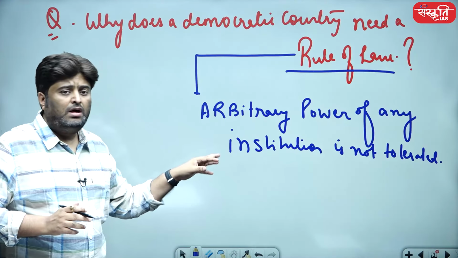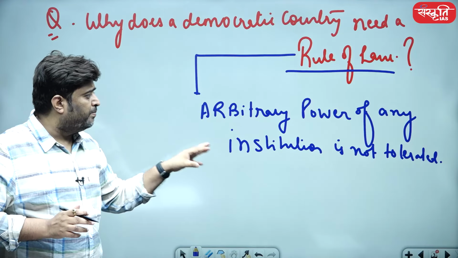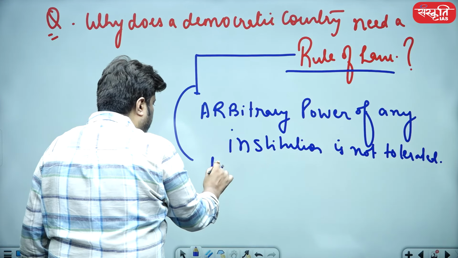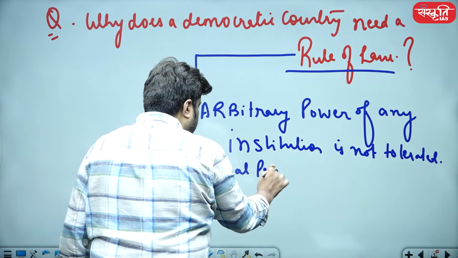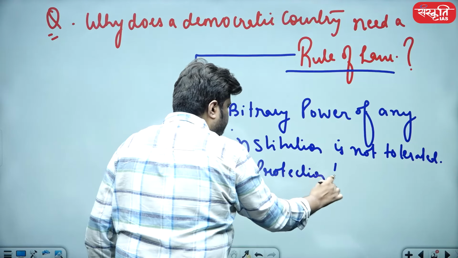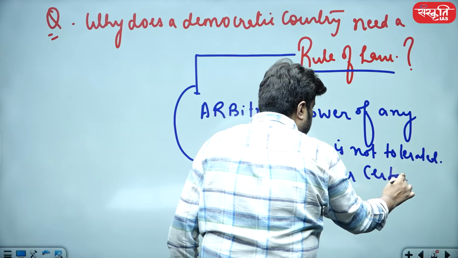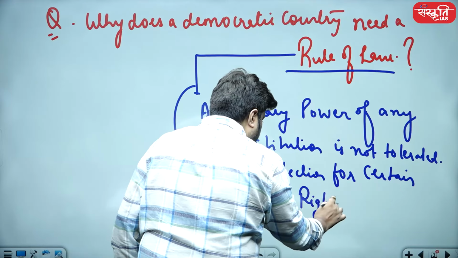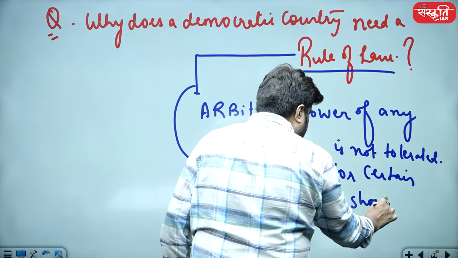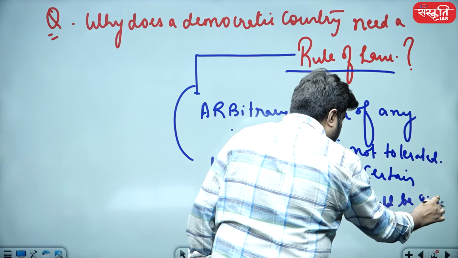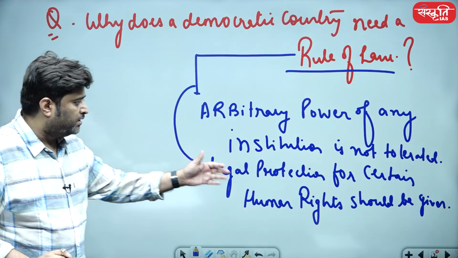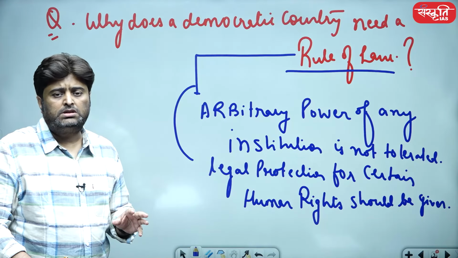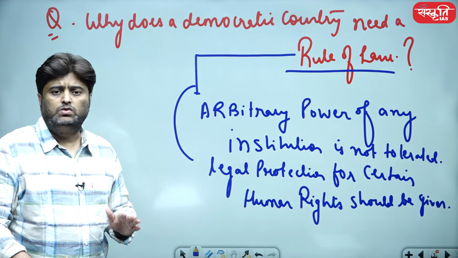So rule of law for a democratic country means arbitrary power of any institution is not at all tolerated, and legal protection for certain human rights should be given, should be maintained. Because one of the most important hallmarks of any democratic country is that human rights are going to get protected, human values are going to get protected.